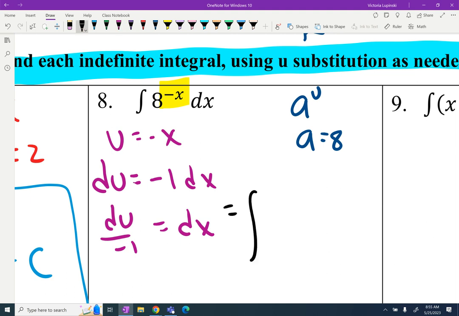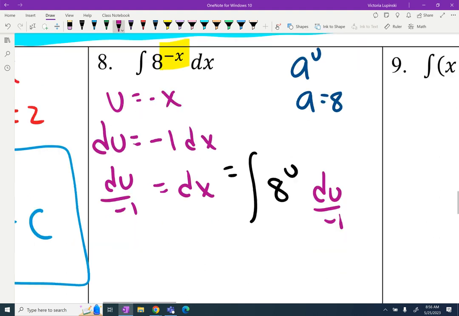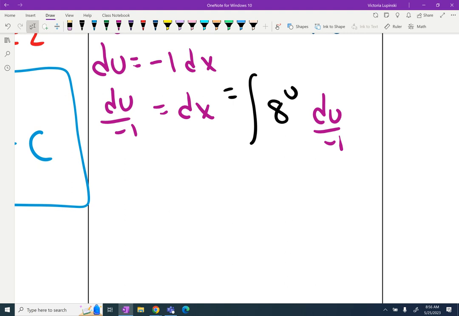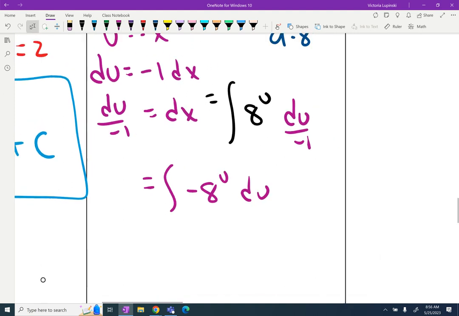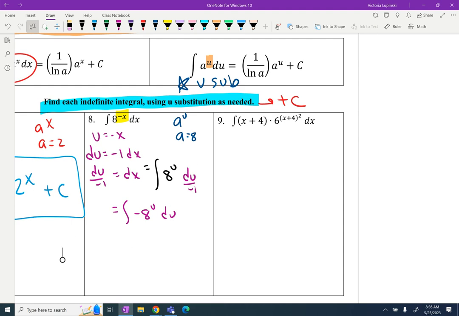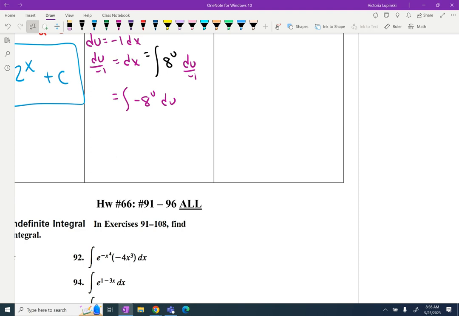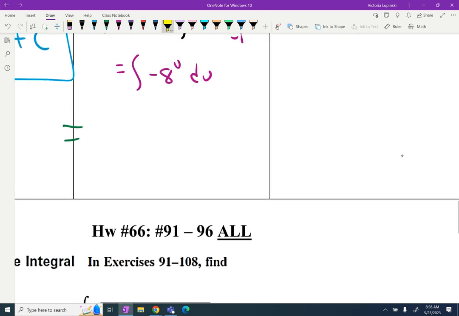So when you go to do the rewrite, you now have 8 to the u. Your dx is equal to du over negative 1. Remember, a negative can float from top to bottom or out front. So I'm going to move it up to the top. And you're ready for your final step. And again, for your final step, you are using this formula right here. So when you now go to finish, don't forget the negative. That has to be part of your answer.